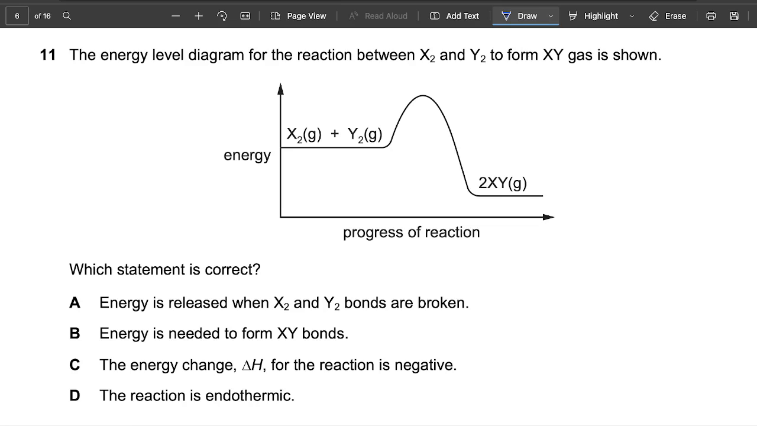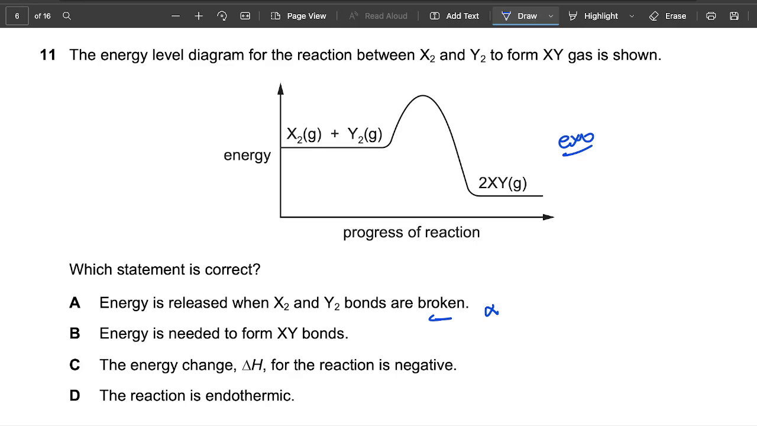So here it is going down, so this is an exothermic reaction, because the energy is going down. That's how I simply remember it. Let's see, energy is released when X2 and Y2 bonds are broken. That is wrong. When bonds are broken, that's wrong, because it's an exothermic reaction. It's when bonds are formed that energy is released, not when broken.